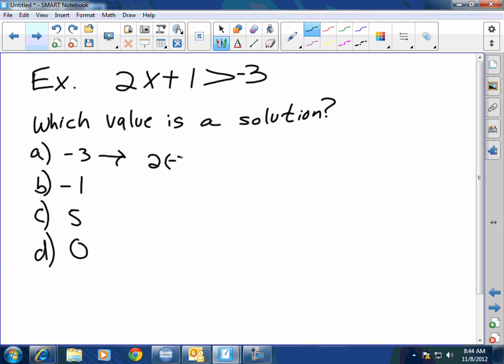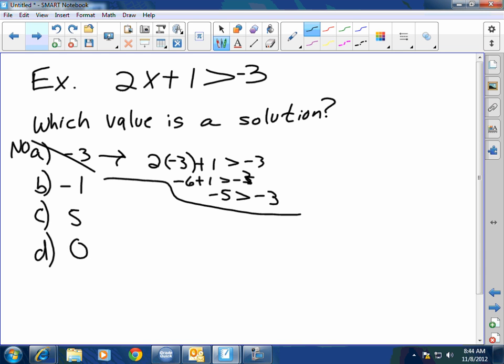So this is 2 times negative 3 plus 1 is greater than negative 3. This is negative 6 plus 1. That's going to be negative, I'm sorry, that's a negative 5. Is negative 5 greater than negative 3? No. Remember that the larger the negative, the smaller the value. So this is a big fat no. Let's try negative 1.